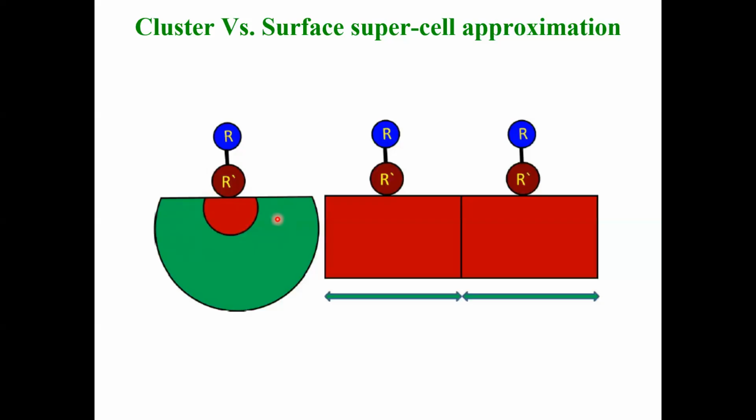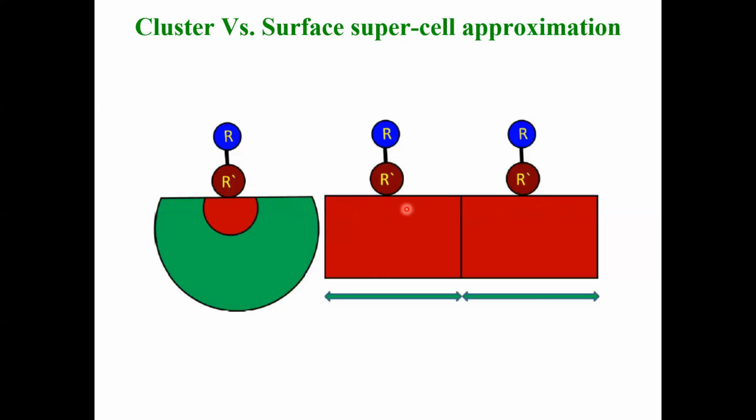Okay, so this is one way of representing a heterogeneous catalyst. It is one way of computing the energetics and other properties of surface chemical processes. As opposed to this, there is another class of models called the supercell or slab approximation that came from the solid state physics community. In this case, the semi-infinite surface is represented as a slab.